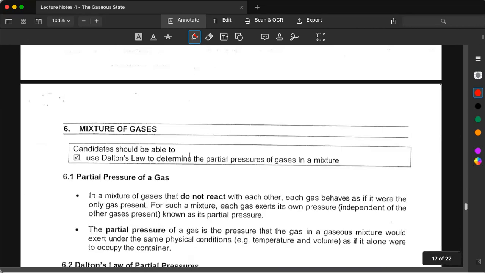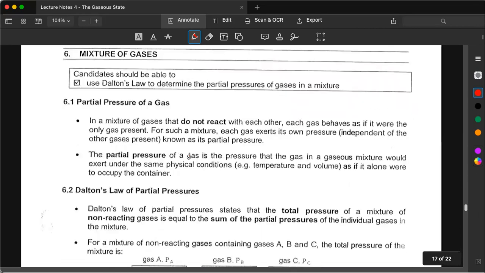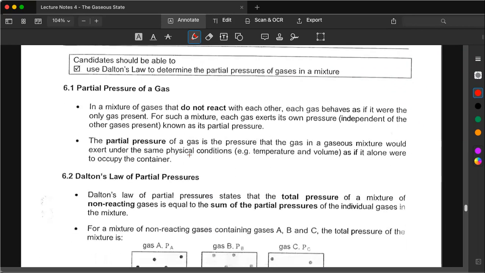Now, what is partial pressure of gas? For a mixture of gases that do not react with each other, each gas behaves as if it were the only gas present. So for such a mixture, each gas will exert its own pressure independent of the other gases present. This is known as partial pressure.